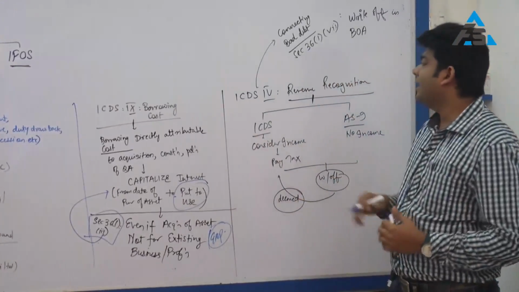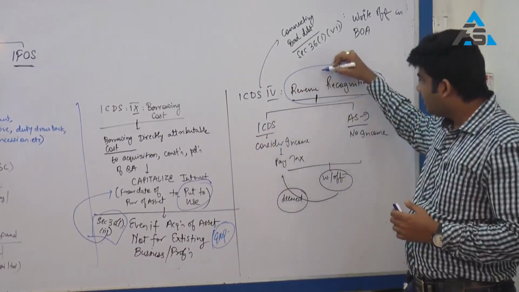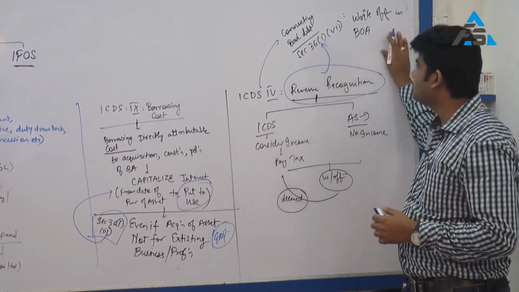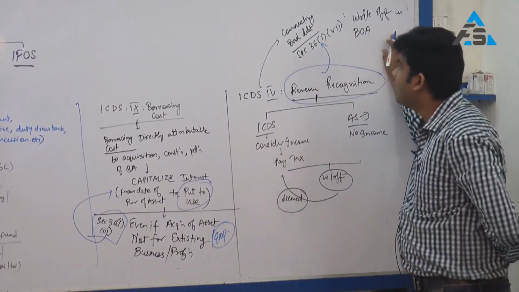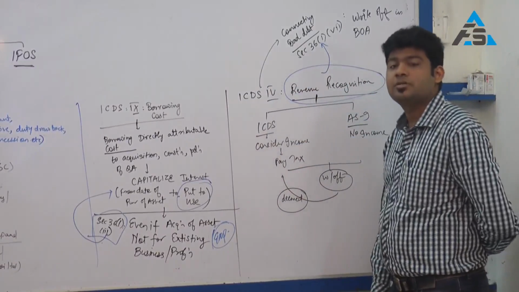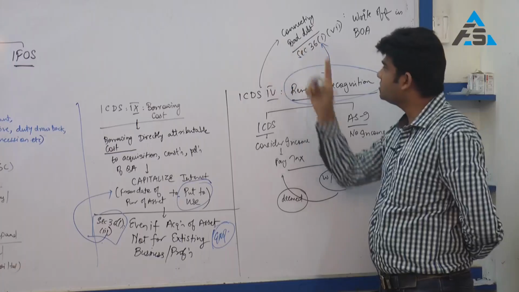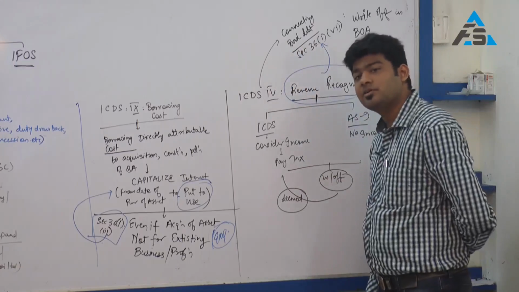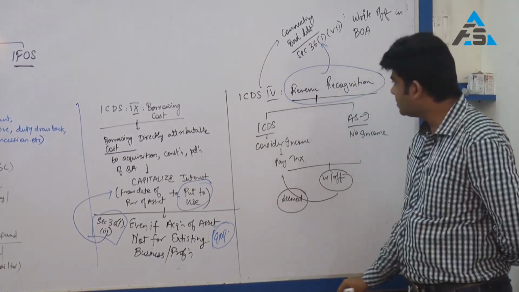Moving on to ICDS 4, revenue recognition. There again the connection is with 36(1)(7), which speaks of bad debts. Friends, you would all know that bad debt is an allowable expenditure if it is written off in the books of accounts. Bad debts are an allowable expenditure through section 36(1)(7) if written off. Actually it should be written off in the books of accounts, no other conditions required.